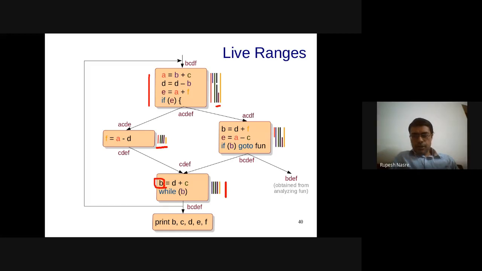Anishwar says one variable may be assigned multiple registers at different points of time. Yes, that is possible in local allocation. In global allocation, that will not be possible. Any other questions, Anshul? All right. So we'll move ahead from here.